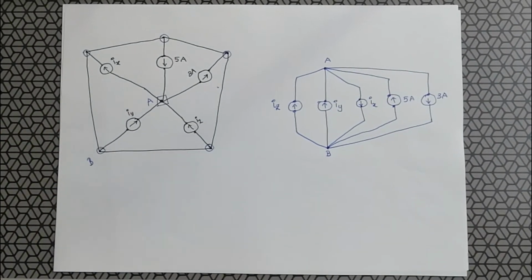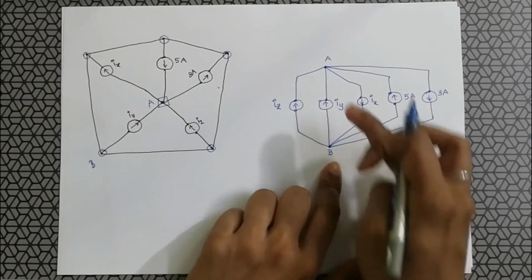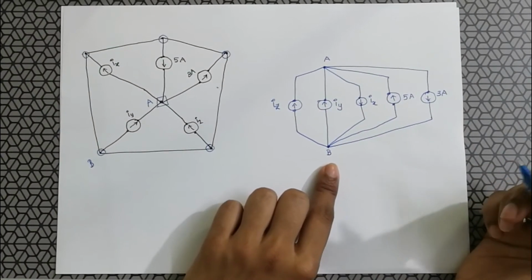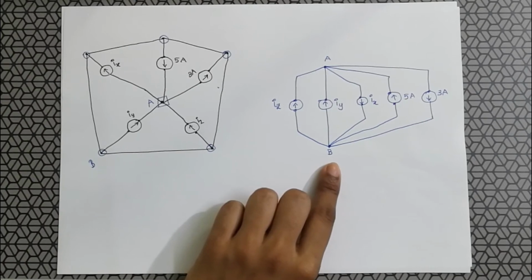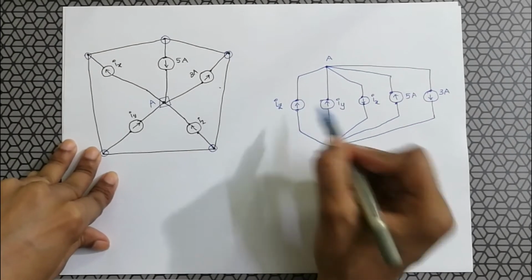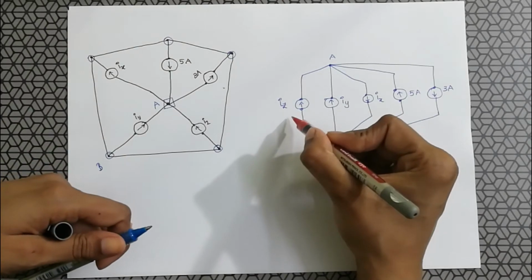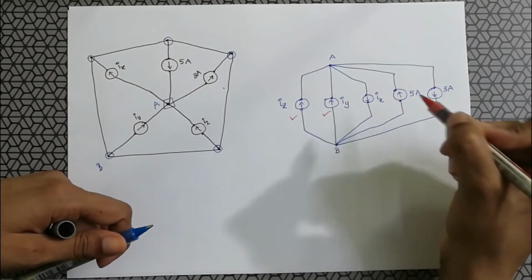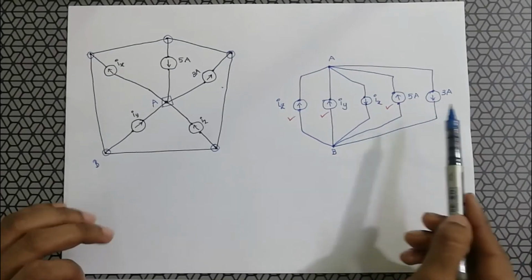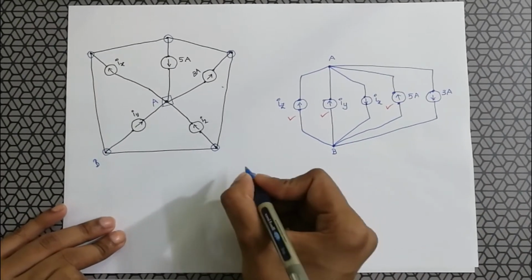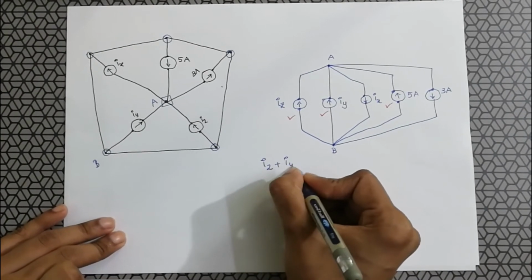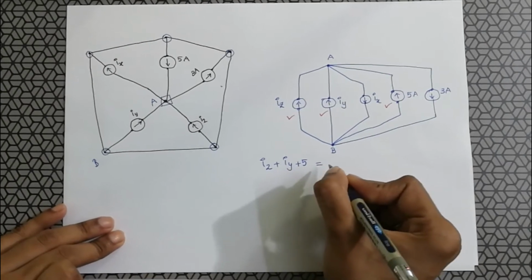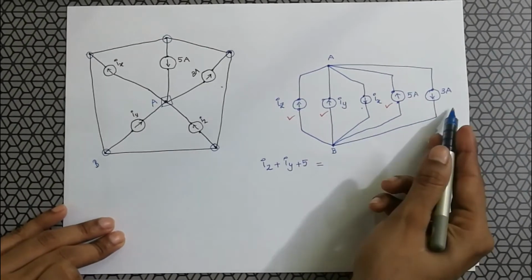So now we have reduced the circuit into a two node circuit so that it becomes easy for us to apply KCL. Because we know at which node the current is exactly entering and at which node the current is exactly leaving. According to KCL, Iz is entering, Iy is entering, 5 ampere is entering and Ix and 3 ampere are leaving. So according to KCL, it is Iz plus Iy plus 5 equal to Ix plus 3.